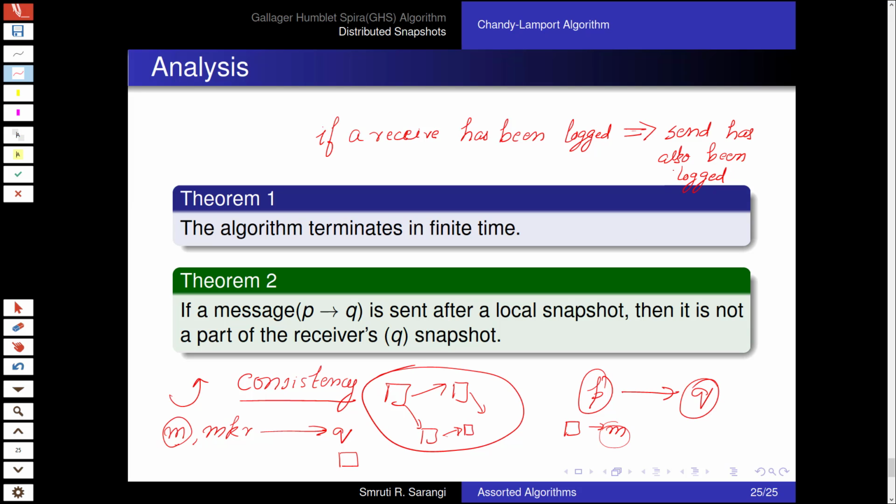So what we were actually able to prove was the contrapositive of this, that if the send has not been logged, then the receive has also not been logged, which is what we were just able to prove over here. And this is the same as this. So the contrapositive: A implies B is essentially the same as not B implies not A. Alright, so this is essentially proved by contrapositive. So this is what we have done. And so we have one algorithm of at least recording a consistent snapshot in a distributed system.